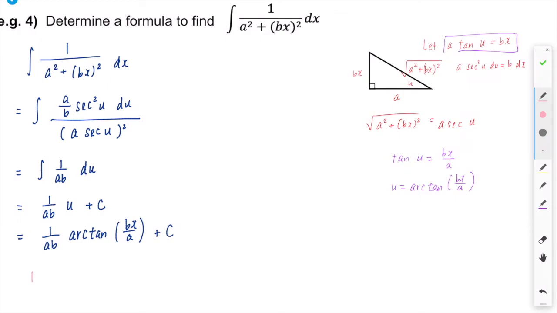So the formula booklet gives you the integral of 1 over a squared plus x squared dx equals 1 over a arctan x over a plus c. All right.